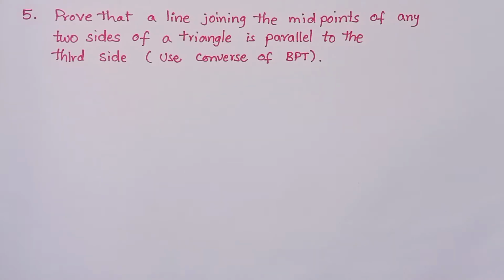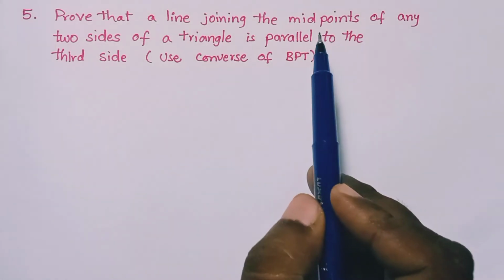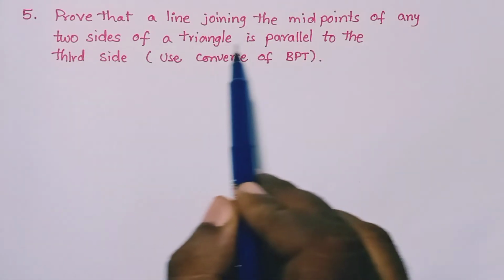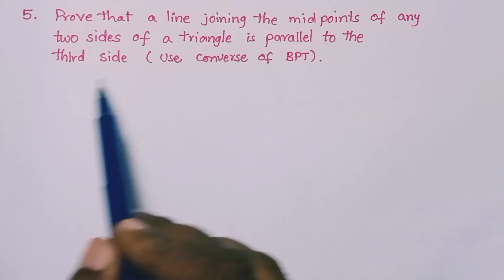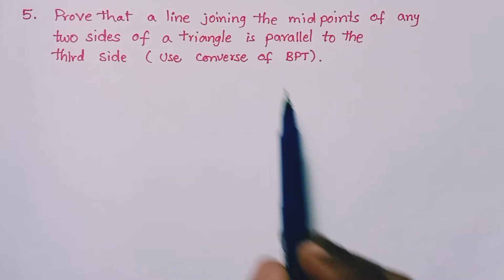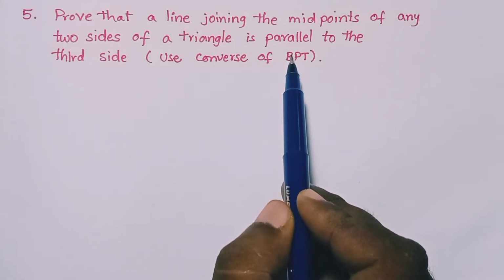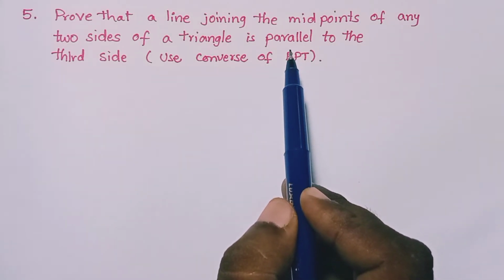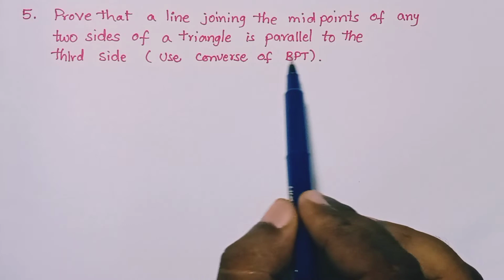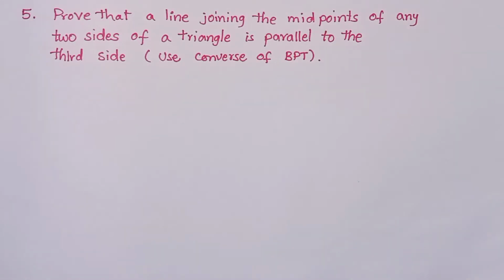This is problem number 5 in the same exercise. It is a similar problem which we solved previously, but there is a slight difference. Prove that a line joining the midpoints of any two sides of the triangle is parallel to the third side. Do you remember, students? This is called the midpoint theorem, which we learned in ninth class. That midpoint theorem we need to solve now by using the converse of the basic proportionality theorem.